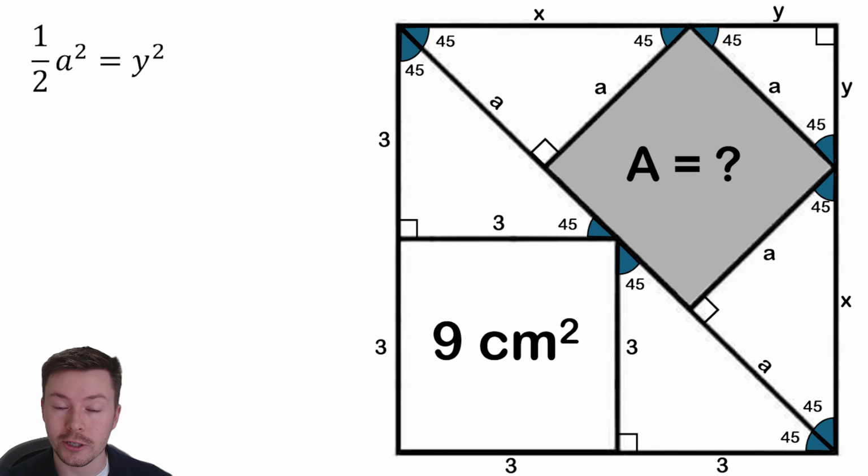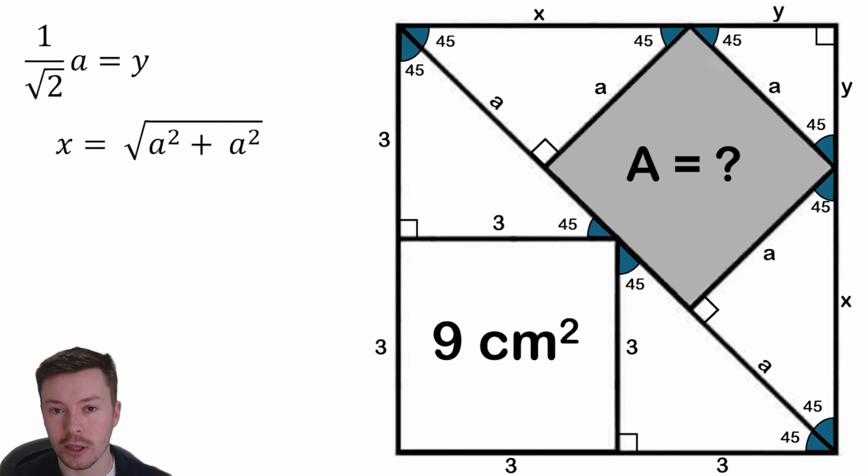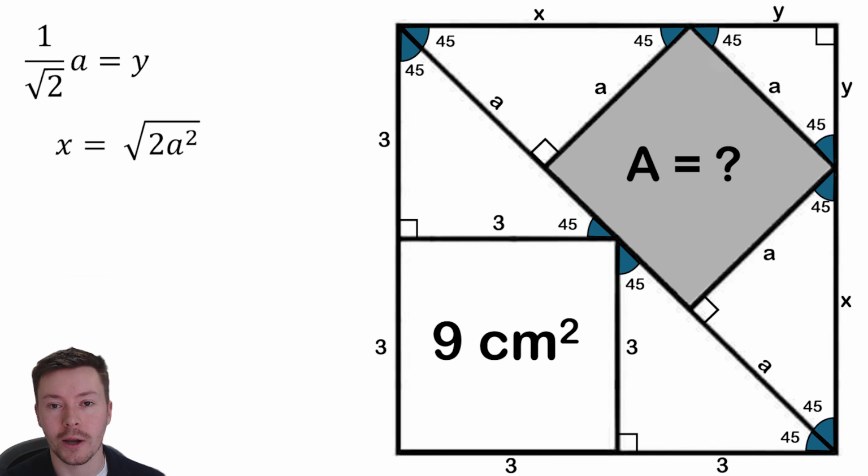So I square root the 1 and I square root the 2. Square root 1 is 1, square root 2, can't square root that, so just leave that as root 2. Square root the a squared, and we get a. So we get 1 over root 2a. Now that's y. We're going to do the same thing with the x, but in this scenario, x is the hypotenuse. So we're going to do square root of a squared add a squared.